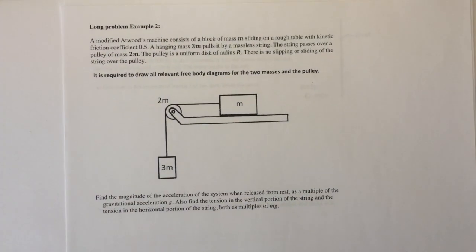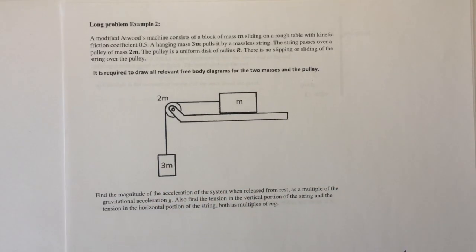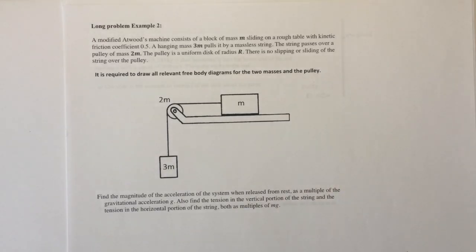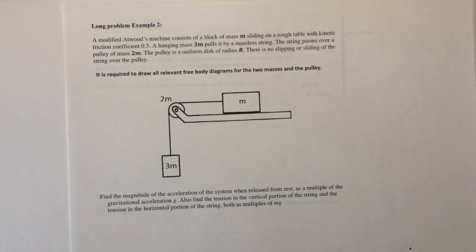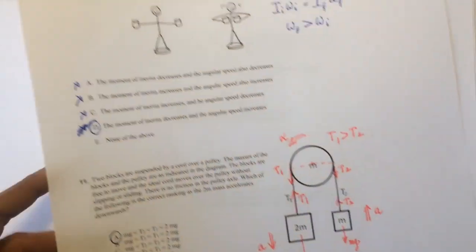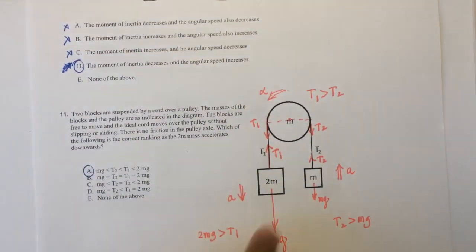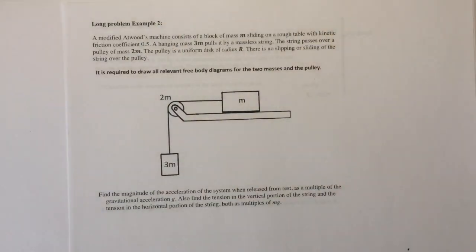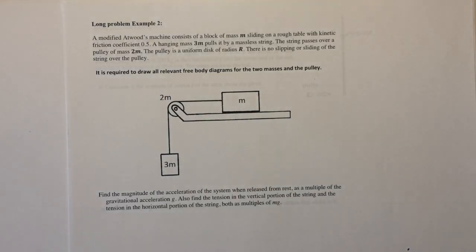which has something called a modified Atwood machine. It just means the traditional Atwood machine is a pulley with two masses hung from both sides. I think in one of the multiple choice questions you had that. This would be called a traditional Atwood machine. Now if the second mass is moved away from the vertical position, it's called a modified Atwood machine. So that's why this is called a modified Atwood machine.